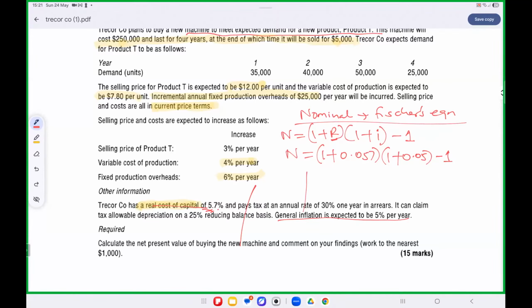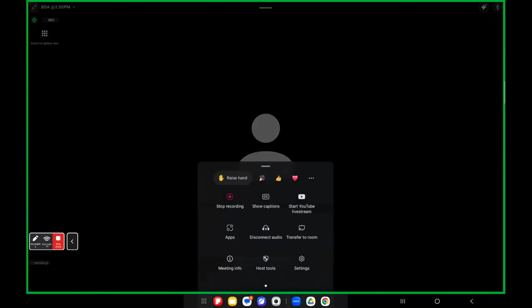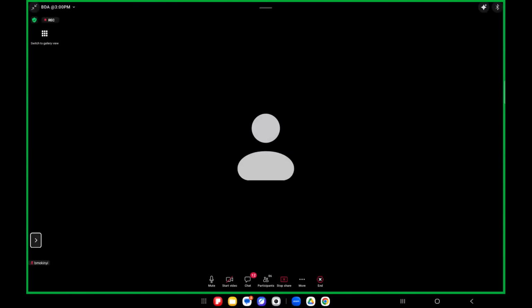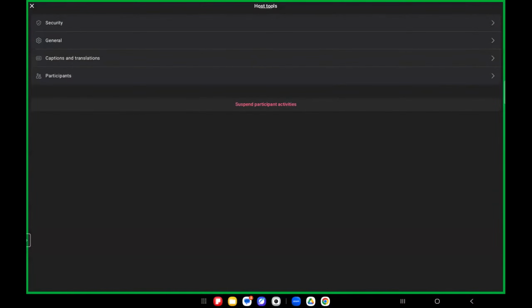Please remember, use your brackets very nicely. Say open brackets, 1.057 times 1.05. Whatever you get there, minus 1. Great. So, ladies and gentlemen, I suppose everybody now is comfortable with that 10 point something, right?